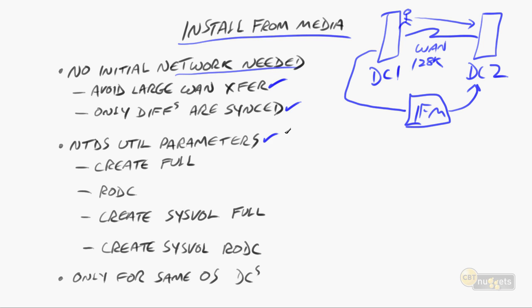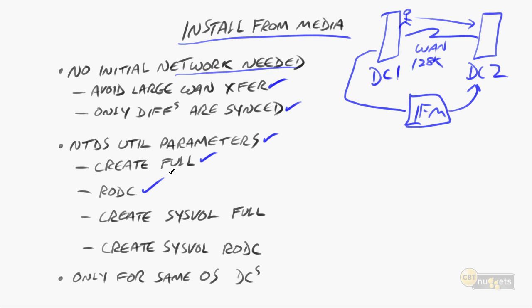So the NTDS util is the command that we'll use for this. It's not a PowerShell item. It does take place in an administrative command prompt. And there are 4 different options for this. One thing you could do is to create full. That means I'm going to take just all the Active Directory data, and I'm going to copy it to this media. And then when this domain controller over here is installed, it'll be a full read-write domain controller.